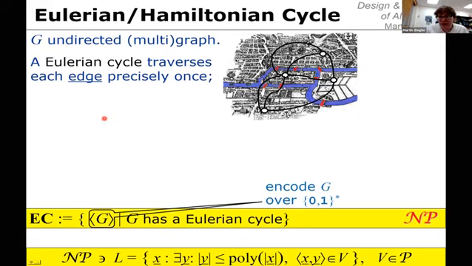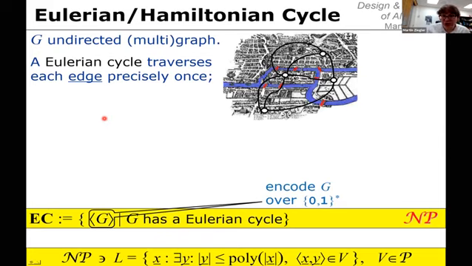And the first observation is that this is a problem in NP. So let's again practice showing that a certain problem is in our syntactical definition of NP. And we practice that by conceiving a witness. So what could possibly be a witness for a graph to have a Eulerian cycle?